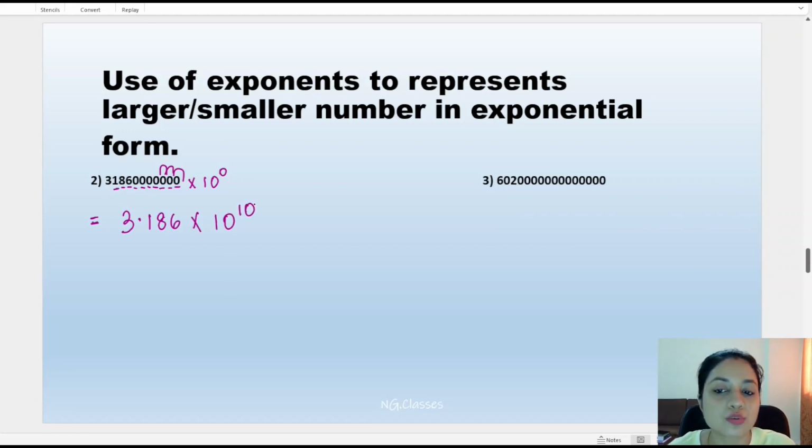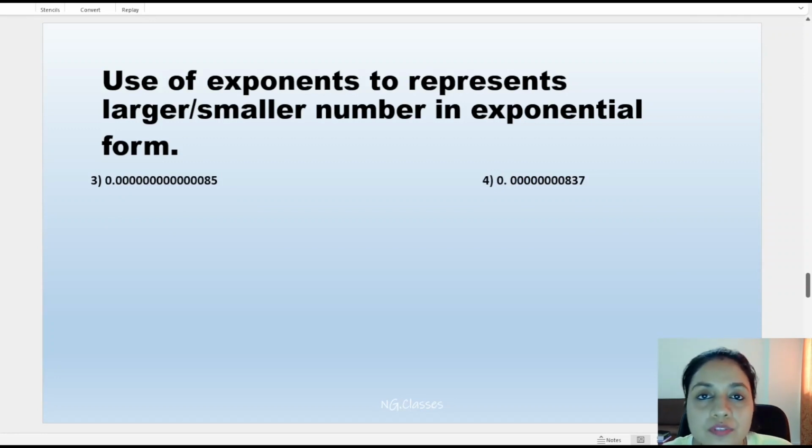All right, let's do the next one. Here also we are having a whole number. Let's shift the decimal. So 1, 2, 3, 4, 5, 6, 7, 8, 9, 10, 11, 12, 13, 14, 15. So we are having 6.02 times 10 to the power 15, positive 15.